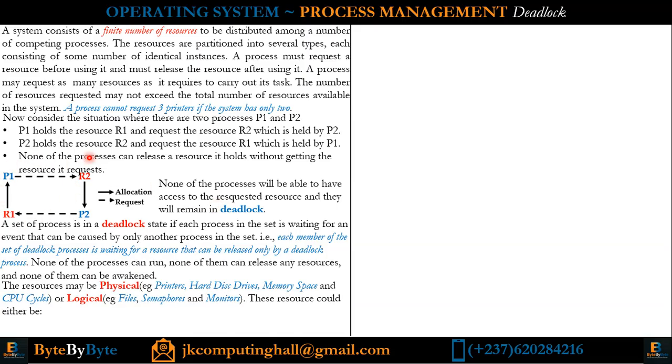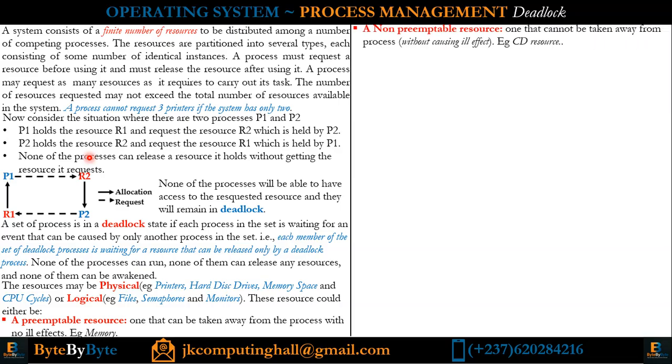Now, the resources may be physical, such as printers, hard disk drives, memory space, and CPU cycles, or logical, such as files, semaphores, and monitors. These resources could either be preemptible resources, that is, ones that can be taken away from the process with no ill effects. When we talk of no ill effects, we mean no disastrous effect on the process that was currently holding it.